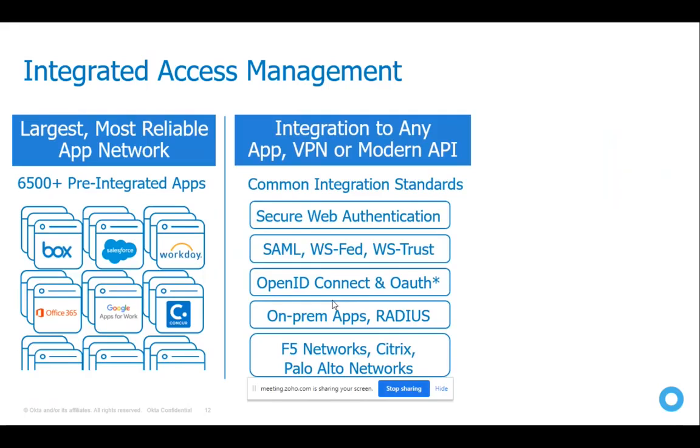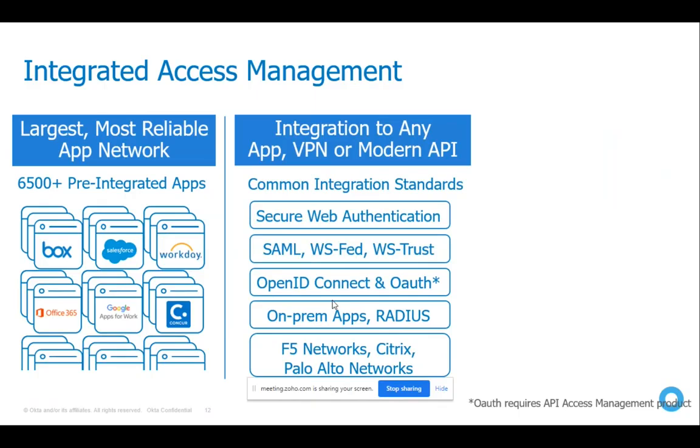OpenID Connect and OAuth are more modern, mobile-friendly federation standards, and we expect OpenID Connect to be the next SAML. A quick note is that OAuth integration requires our API Access Management product, which is a separate product and a SKU from the SSO. And to support legacy on-prem applications, we can authenticate through RADIUS or through our network gateway partners like F5, Citrix, and Palo Alto.